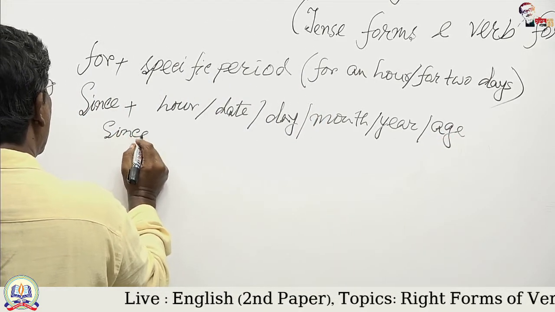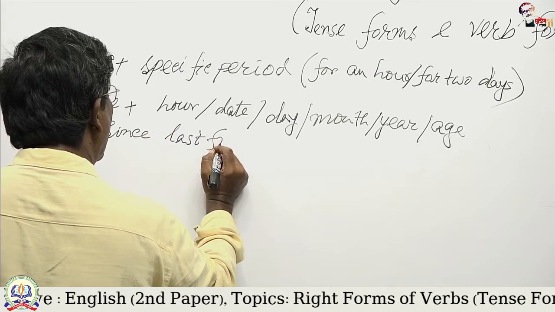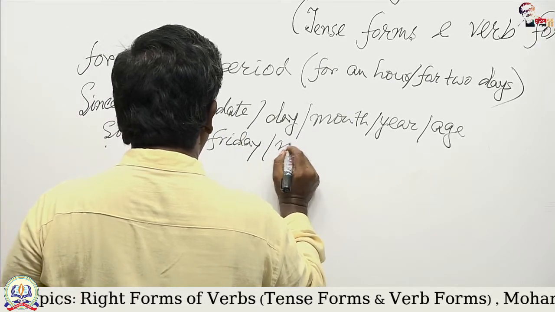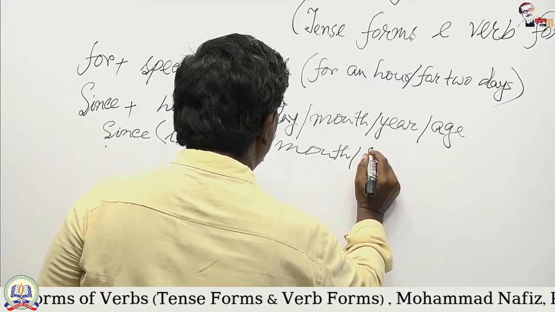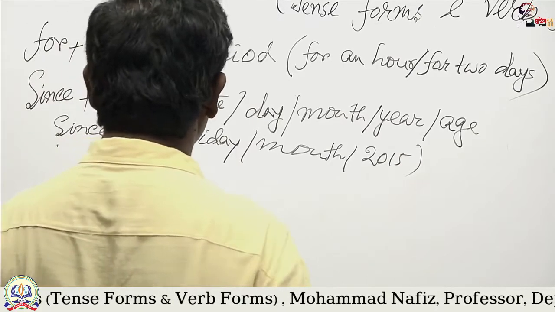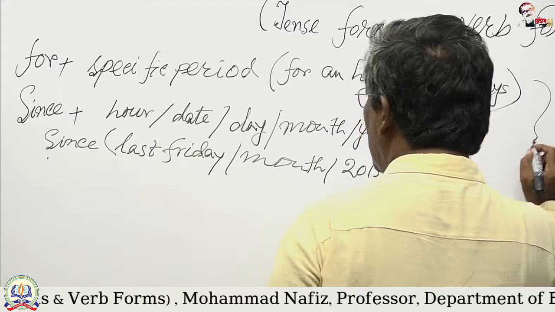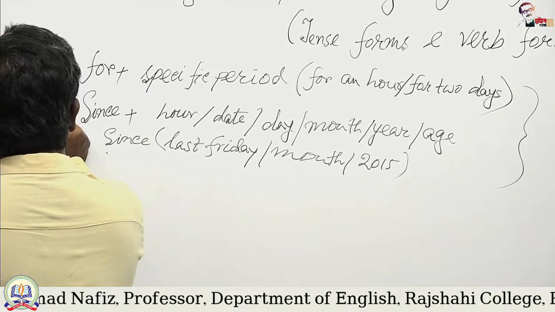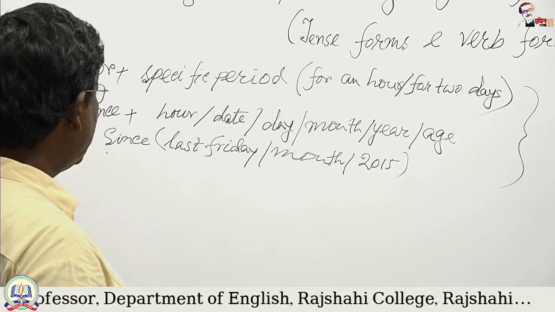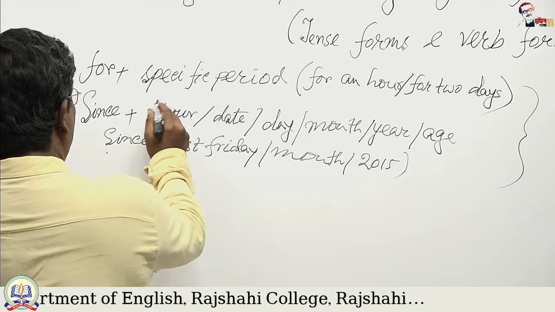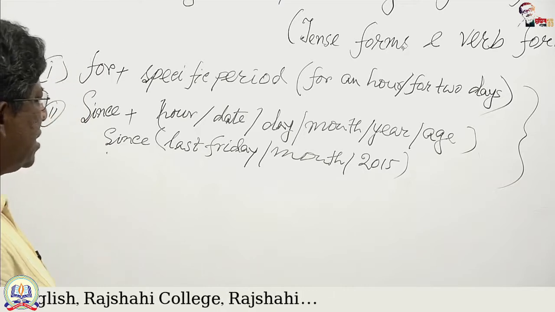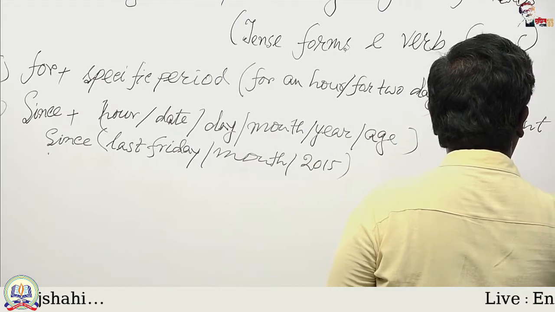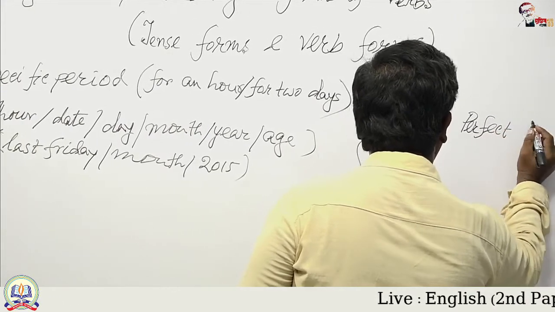since last Friday, last month, 2015, etc. You will use the verb for number 1, for plus specific period of action, and 2, since plus hour, date, day, month or year or age. You will present the verb in the present perfect tense.